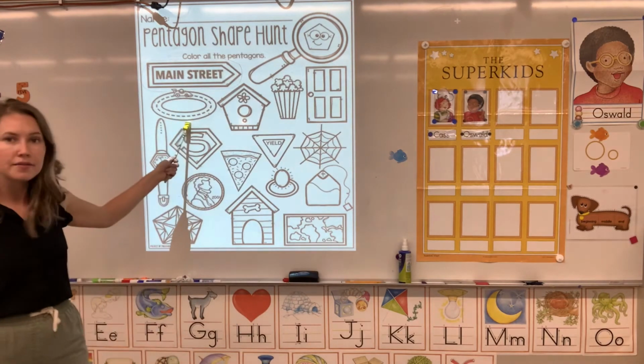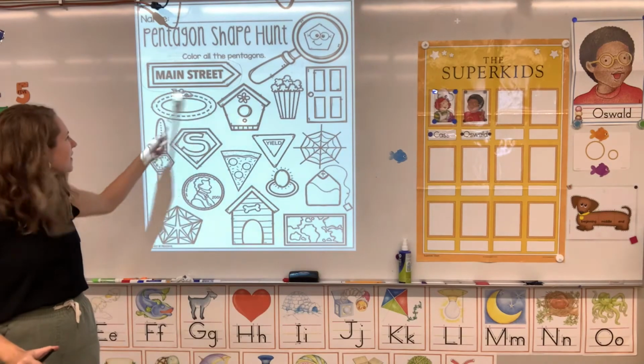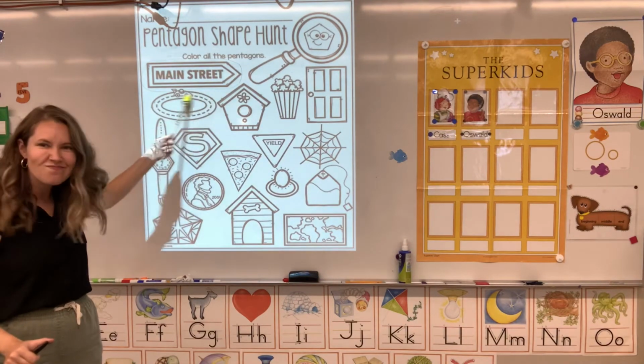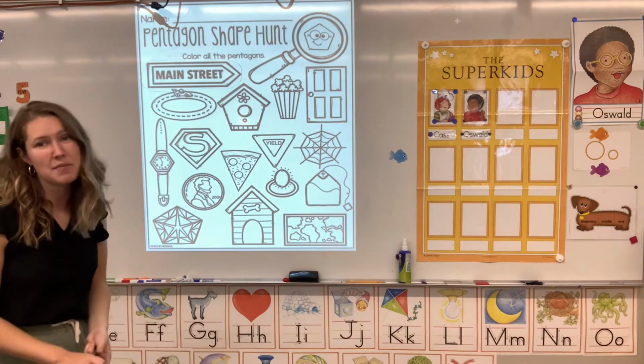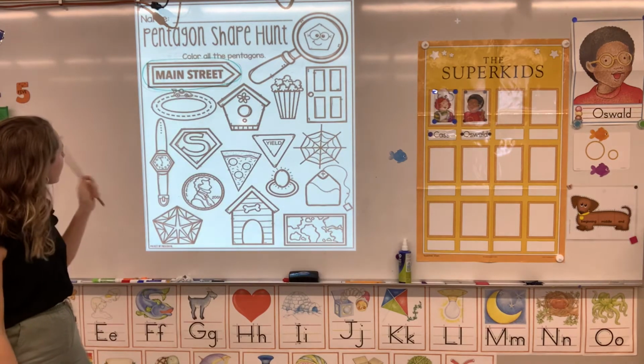Let's check over here. Let's check this next one. Oh, is this a pentagon? No, it's round. It doesn't have any sides. So it's not a pentagon. I'm not going to circle it.